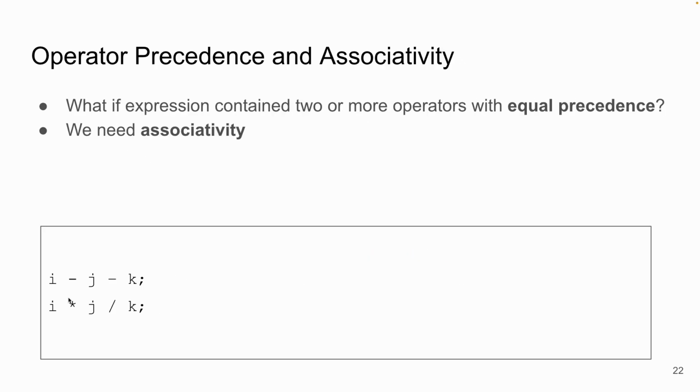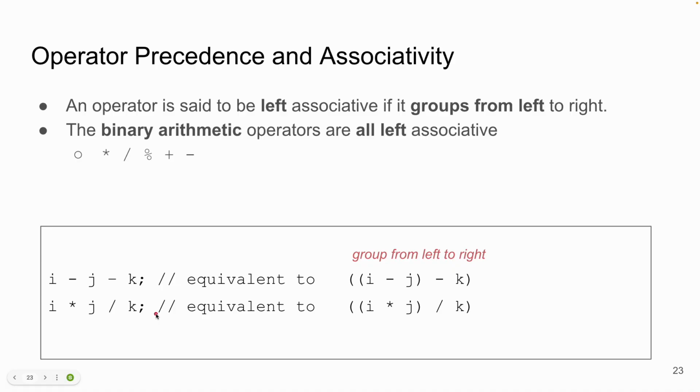Associativity lets us know, if we have this situation, which part of the expression will be calculated first. There are two kinds of associativity: left associativity and right associativity. If an operator has left associativity, that means we need to group this operator from left to right. And all the binary arithmetic operators are left associative.